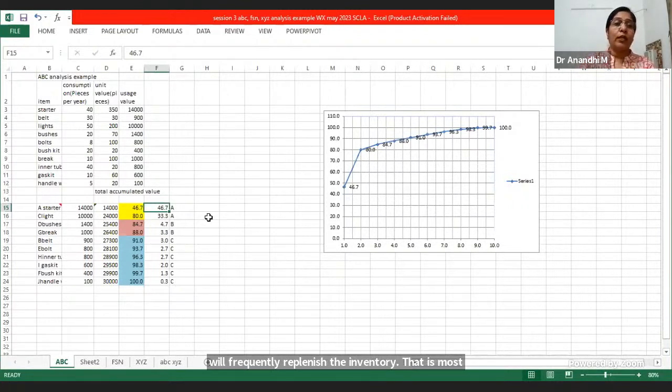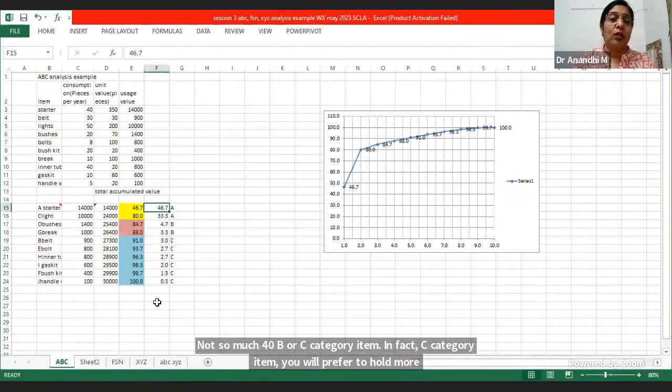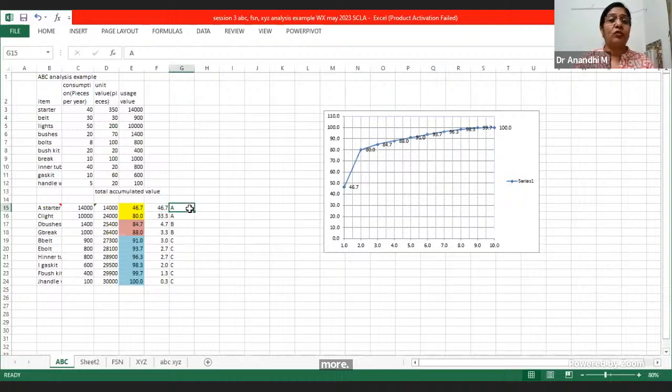We also were talking about the safety stock and anticipation stock. All these you will work out very rigorously for A category items, not so much for the B or C category items. In fact, for C category items, you will prefer to hold more inventory, since bulk buying is going to ensure you more discount percentages. So that is the reason why we are classifying the items based on the value.